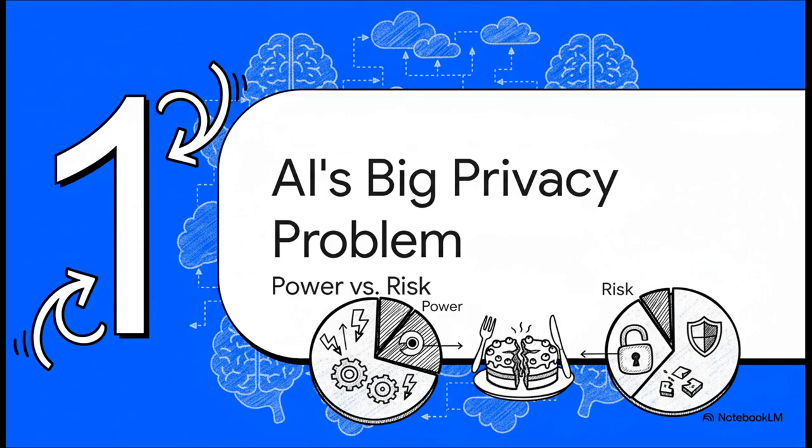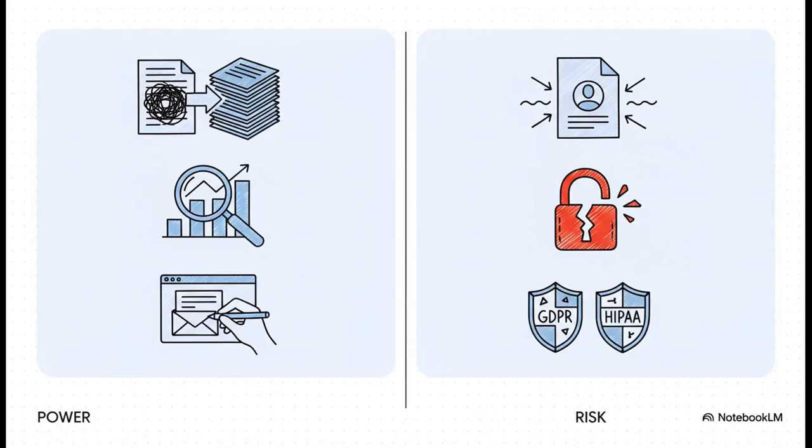So let's dive right in, because at the heart of this whole thing is a fundamental conflict. For anyone using AI today, it's the classic case of wanting to have your cake and eat it too. I mean, on one hand, you've got these incredible models like Google Gemini. Their power is amazing. They can summarize really complex documents, analyze data, even draft our emails.